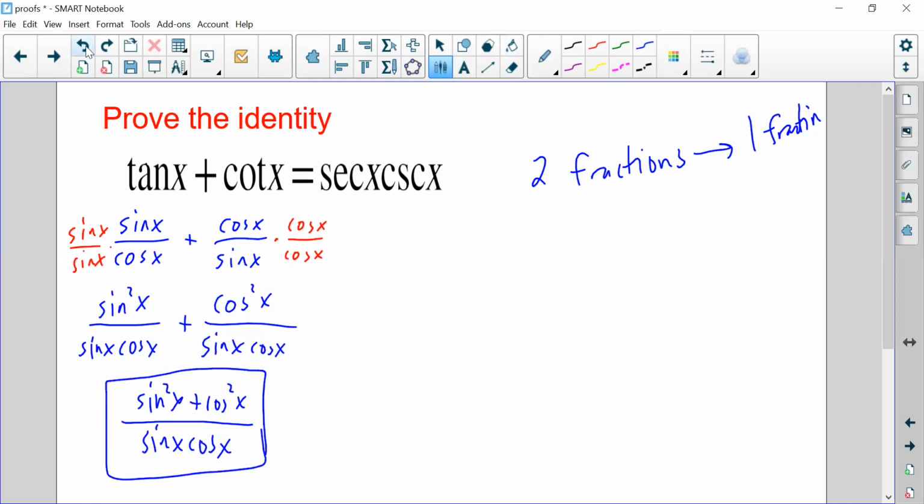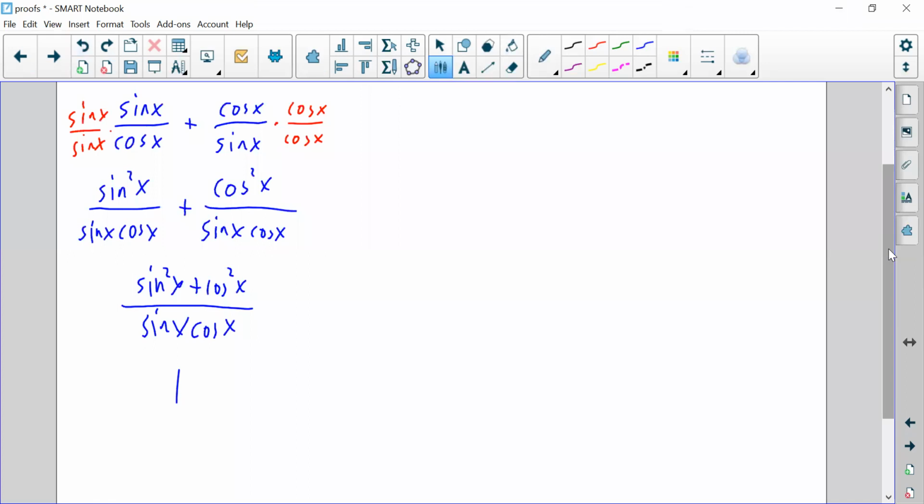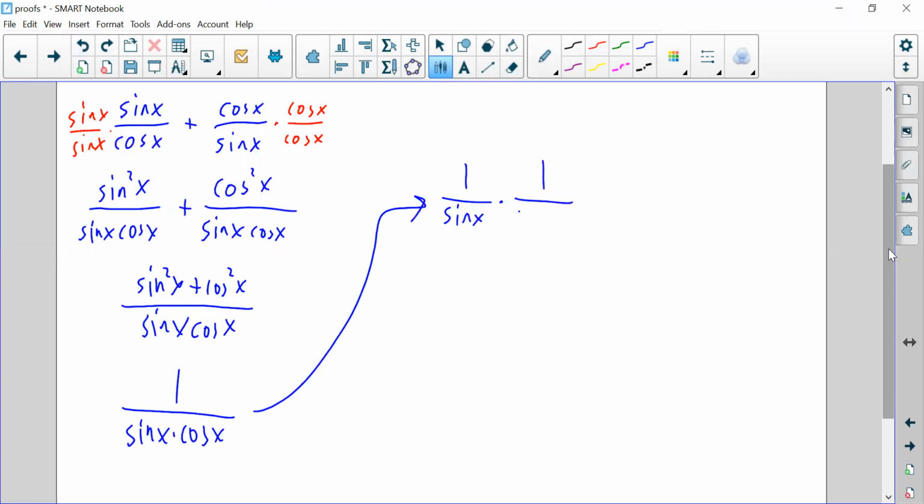So now what? Well, I hope you recognize that sine squared plus cosine squared is just 1. That's the Pythagorean identity. So that's the same thing as 1 over sine x times cosine x. And that's the same thing as 1 over sine of x times 1 over cosine of x. And that's the same thing as the cosecant of x times the secant of x.